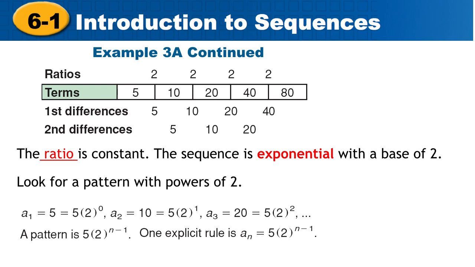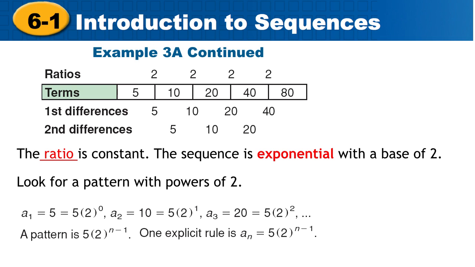Here the subscript is 1, the power here is 1 less than 1, 0. Here the subscript is 2, the power here is 1 less than 2, 1. Subscript is 3, the power is 2, 1 less than 3. So we can generalize it as a sub n is equal to 5 times 2 to the power of n minus 1.